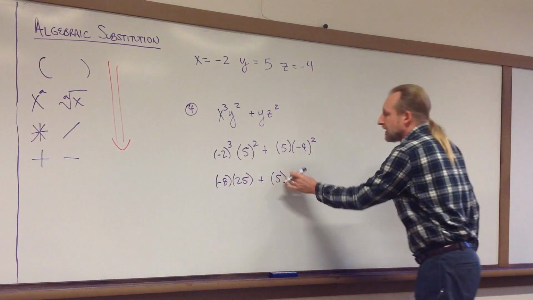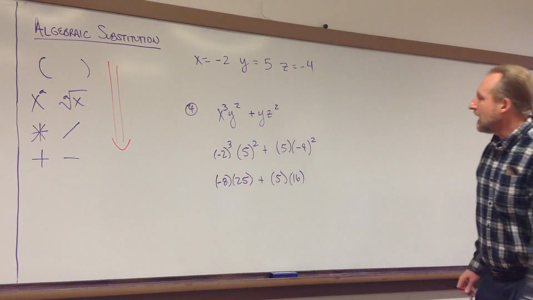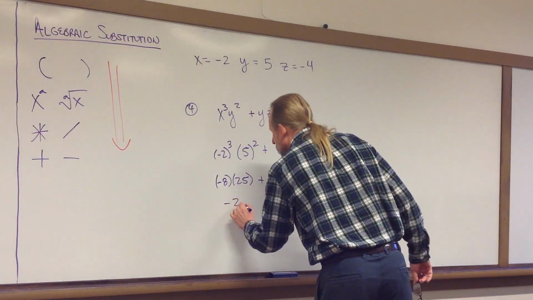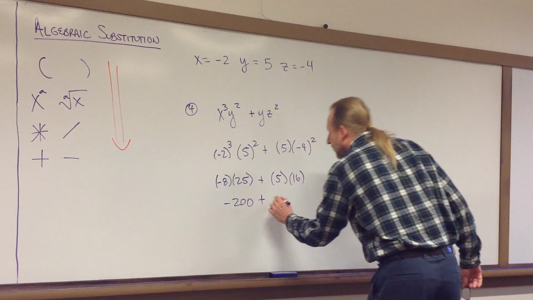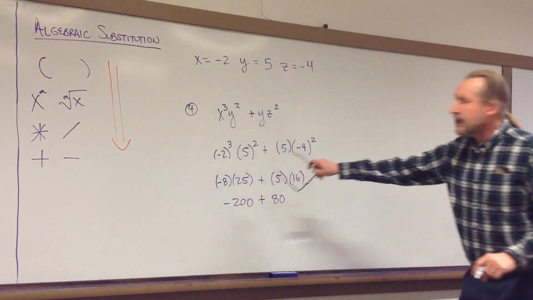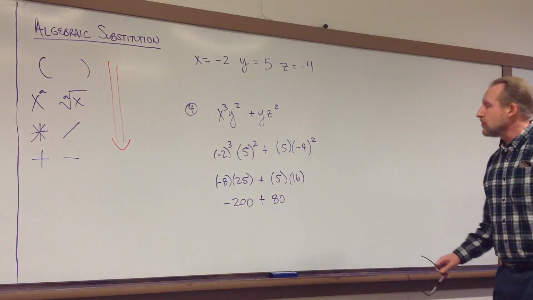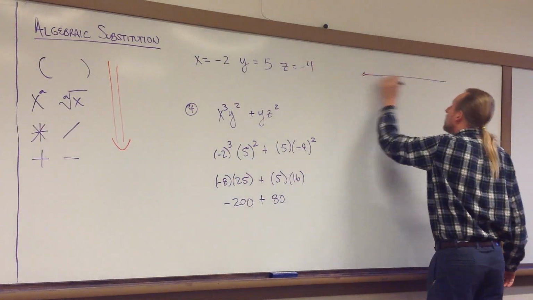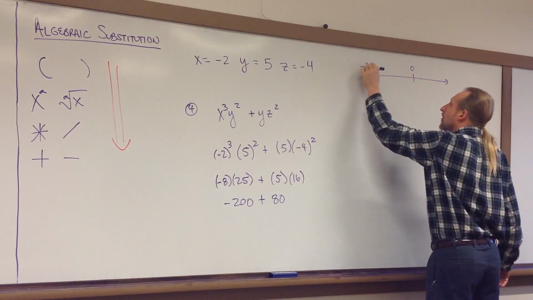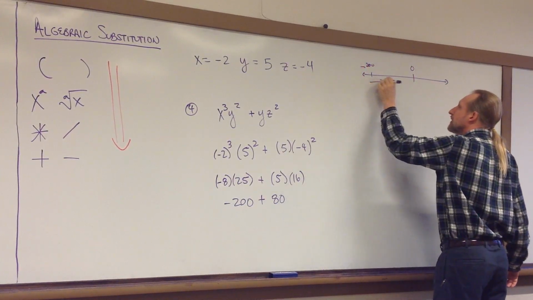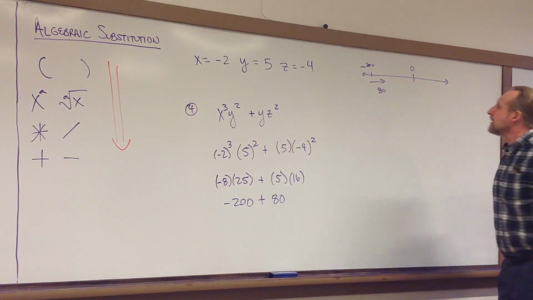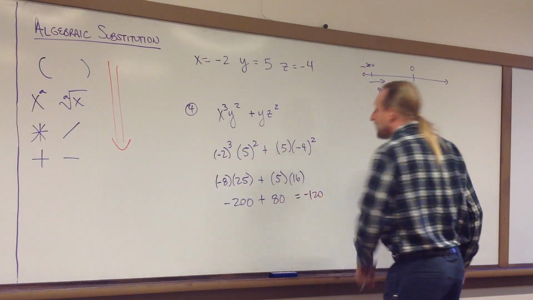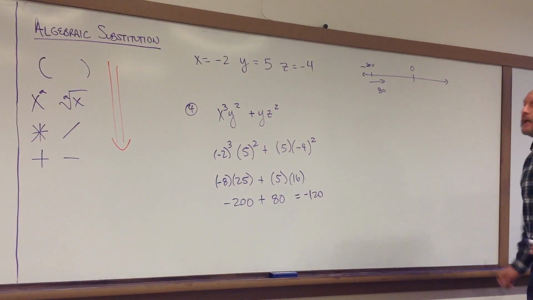So now we have to do the multiplication here and here. Again, it doesn't matter which one we do first. 5 times negative 8 should be negative 200, and then 5 times 16 is 80. Negative 200 plus 80, if you're not sure, use your calculator. We're all the way out at negative 200 on the number line, and this plus 80 brings us back in this direction 80 places, so we should end up at negative 120. Again, if you're not sure, just use the calculator.